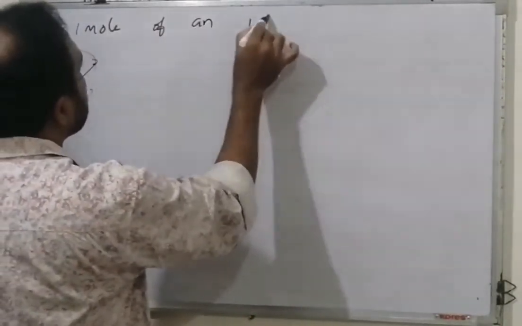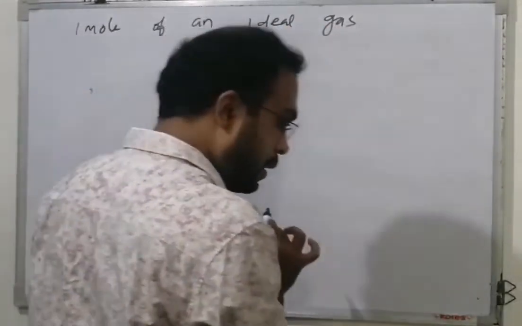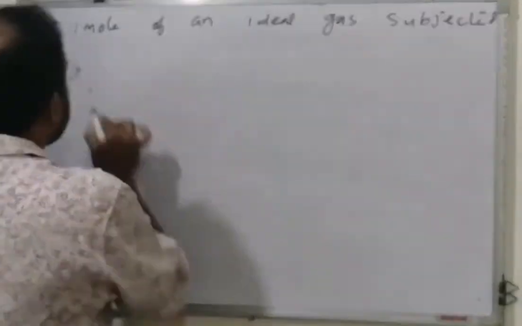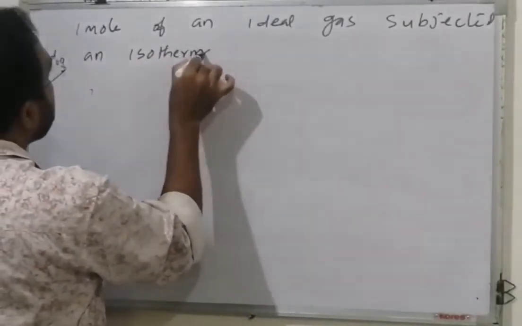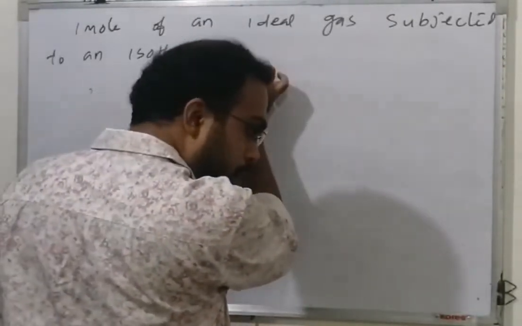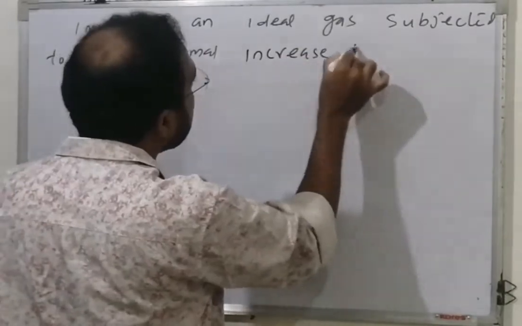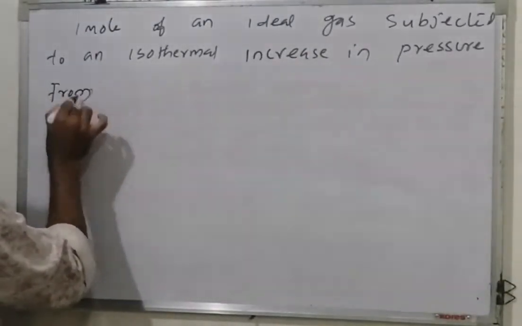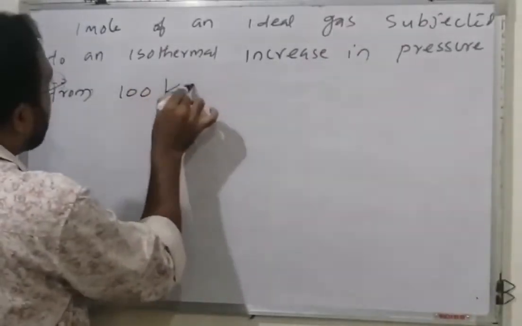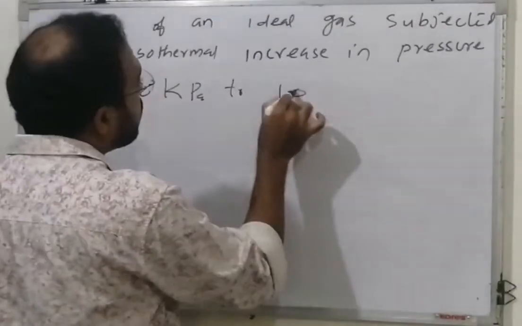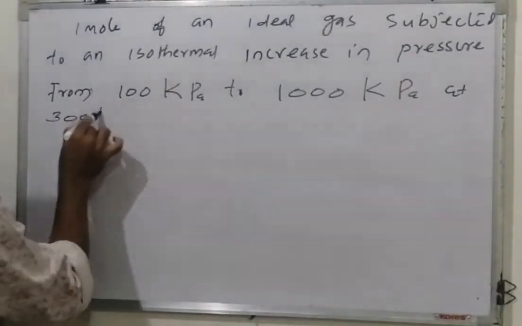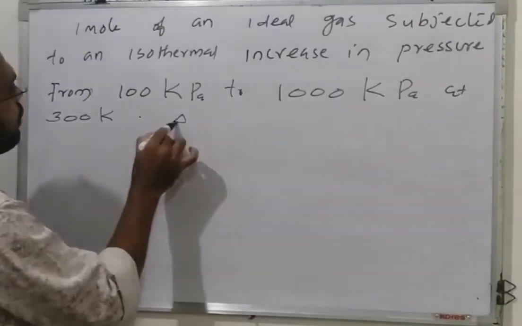One mole of an ideal gas is subjected to an isothermal increase in pressure from 100 kilopascal to 1000 kilopascal at 300 Kelvin. What is the change in free energy?